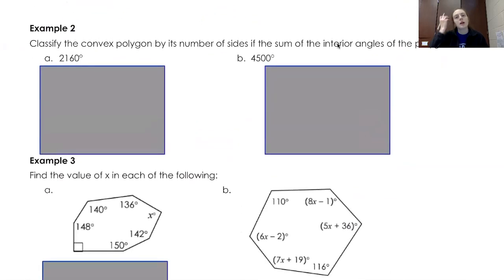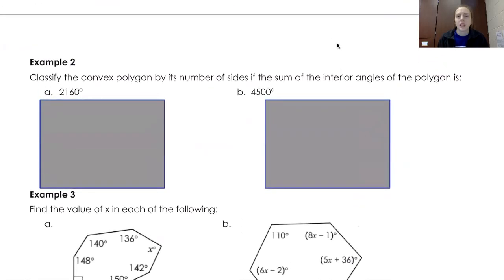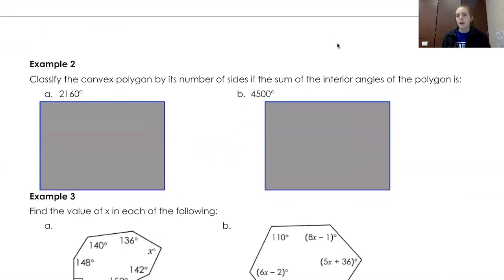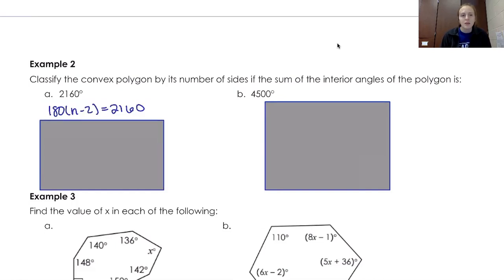All right, example 2. Classify the polygon by its number of sides if the sum of the interior angles of the polygon is given. So this time I know what the sum is. I have to solve for the number of sides using that same formula. So I set it up like this. I do 180 times n minus 2 is equal to that 2,160 degrees. This is that formula for the sum of the interior angles. Since I know the sum of the interior angles, I set it equal to that known value.